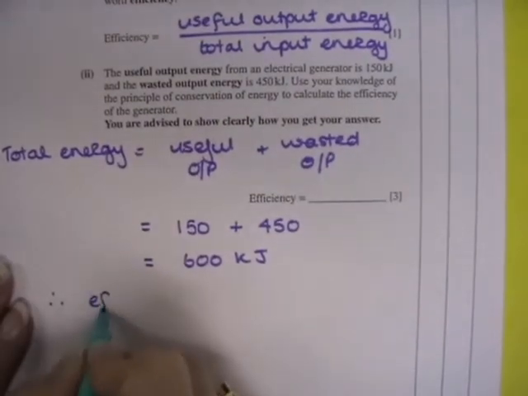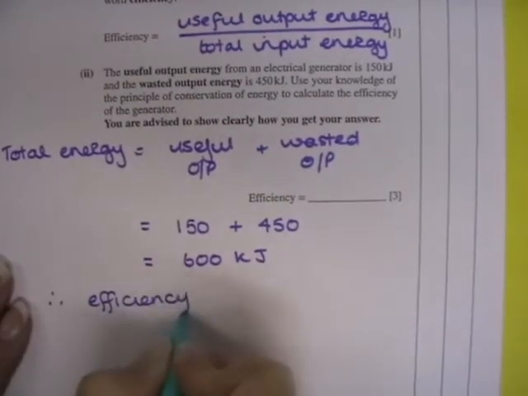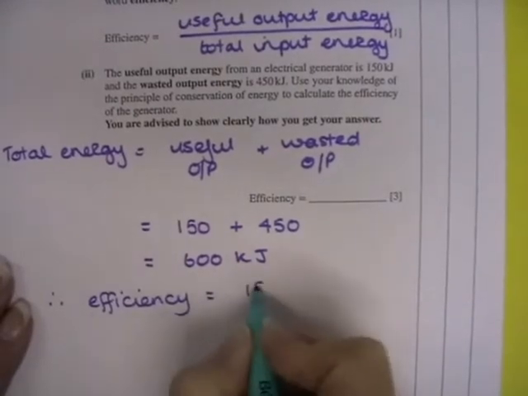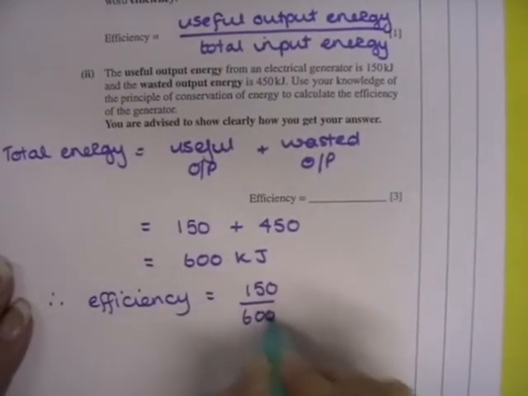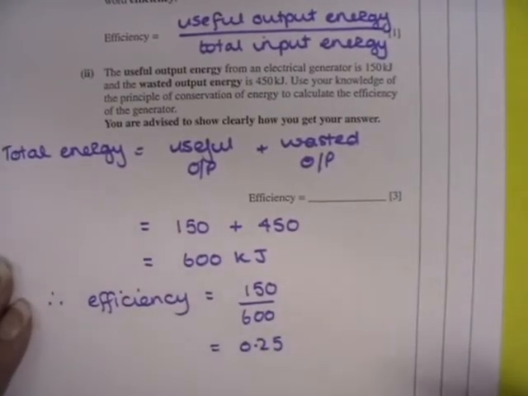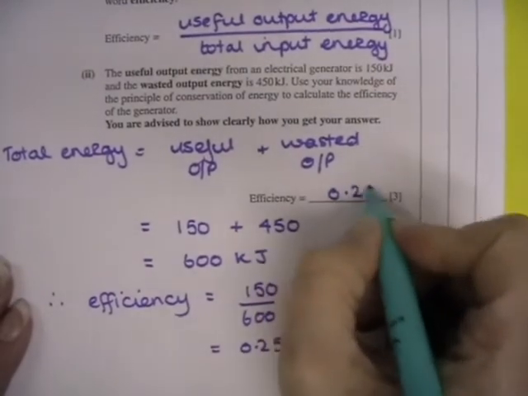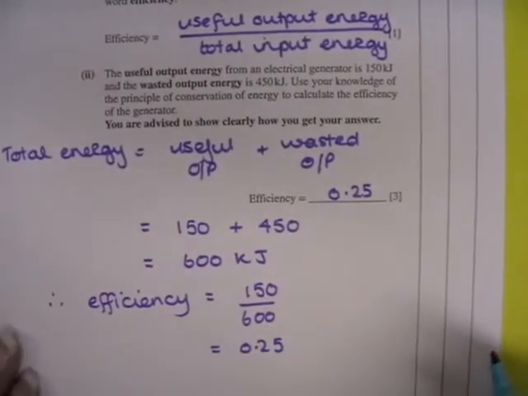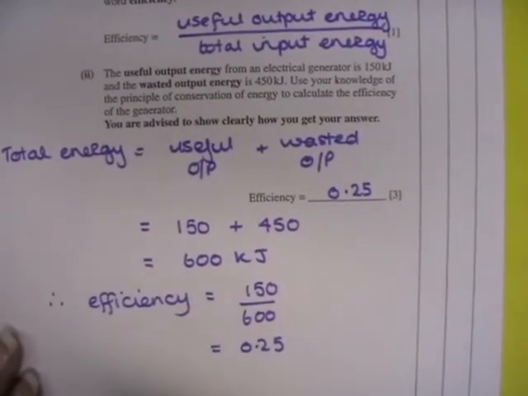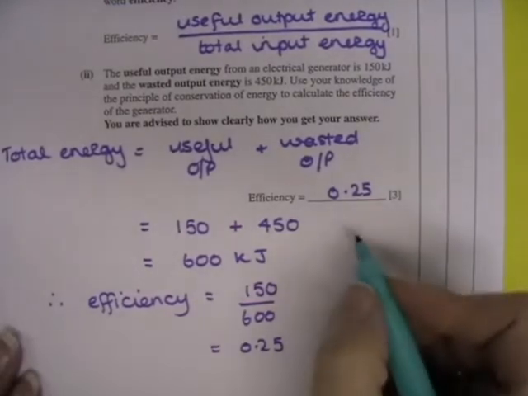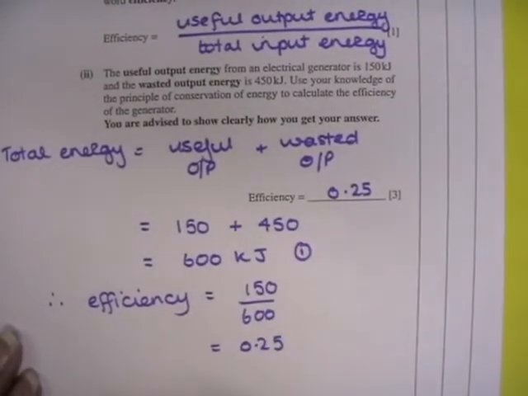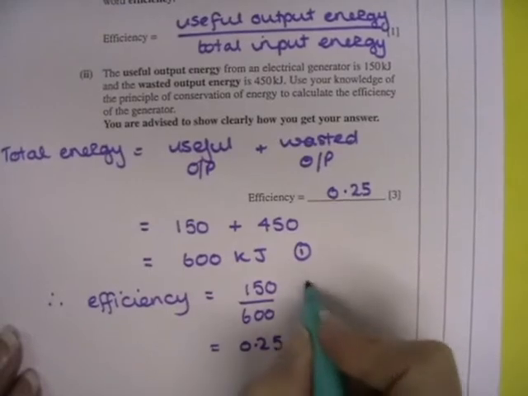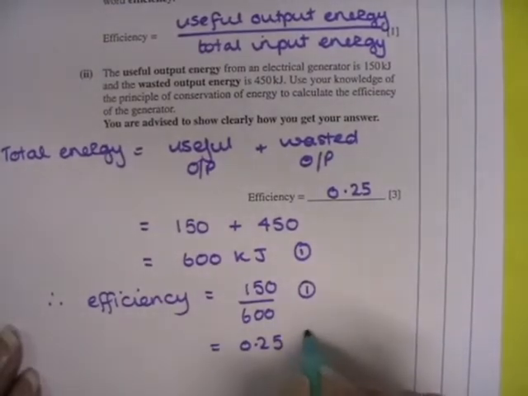Therefore, efficiency is useful output, which is 150, divided by the 600, which is 0.25. So the efficiency is 0.25. You may also wish to express this as a percentage, which is totally fine. In that case, it would be 25%. Marks for this question: you get 1 for working out the total energy, 1 for using the efficiency equation, and 1 for the final answer.